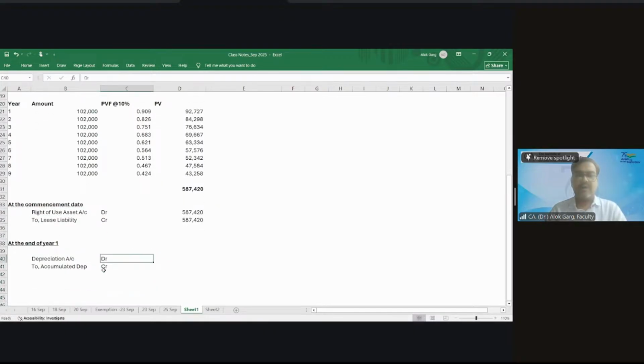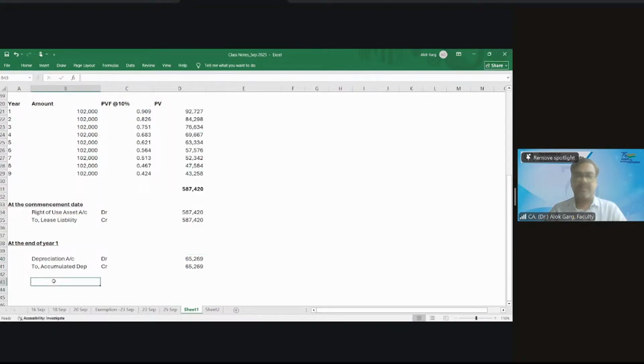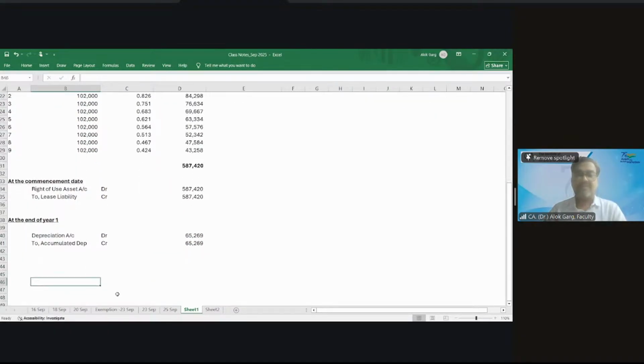Right. So how much depreciation will there be? 587,420 divided by 9. This is the value of the depreciation. Then what is the next entry? Interest cost on lease liability.